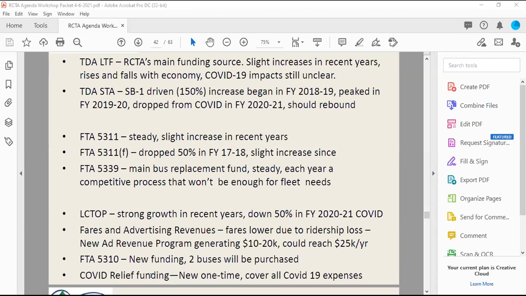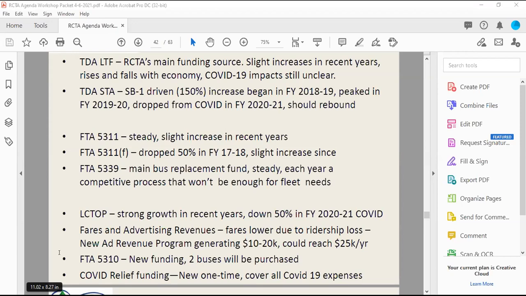The fares and advertising revenues is really showing us that it's been succeeding over the years. We think it might be capable of 22,000 a year. It probably costs us less than $10,000. It's shown that it costs us less than $10,000 to generate that income. But that's fairly clean money coming in.